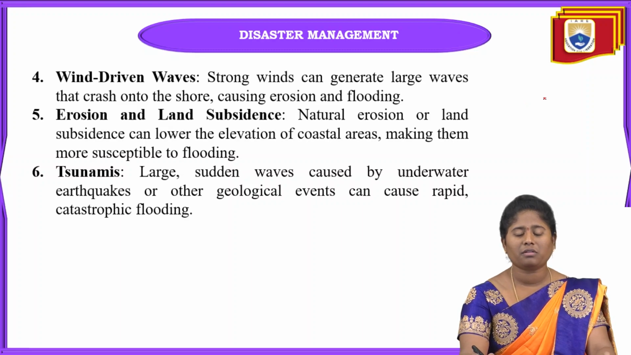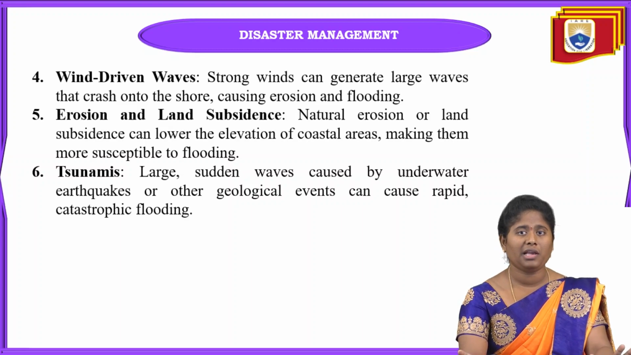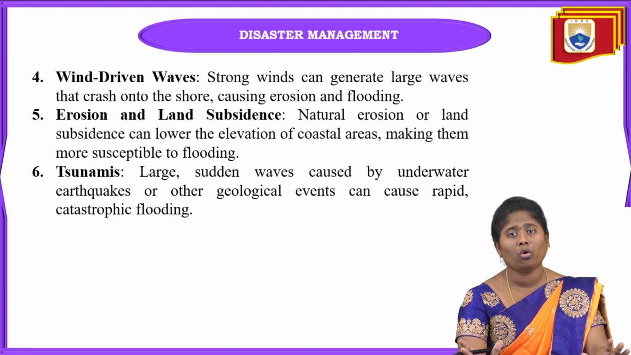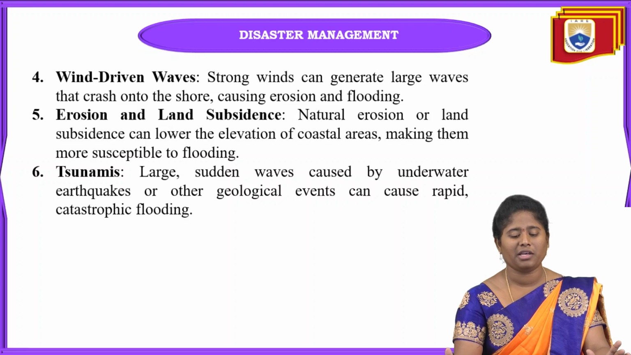Coming to the next one, that is erosion and land subsidence. In this one, natural erosion or land subsidence can lower the overall elevation of the coastal areas. And because of this low-lying elevation of the coastal area, it gives rise to coastal flooding. And coming to the next one, that is tsunamis.